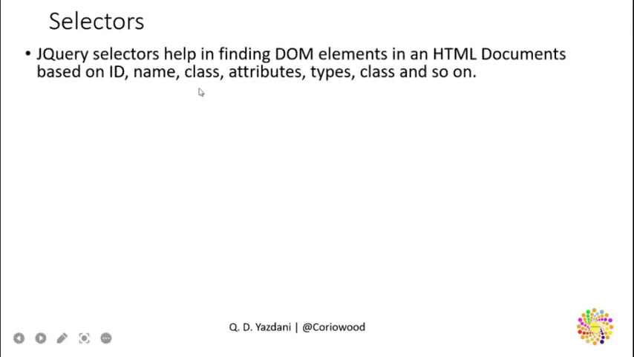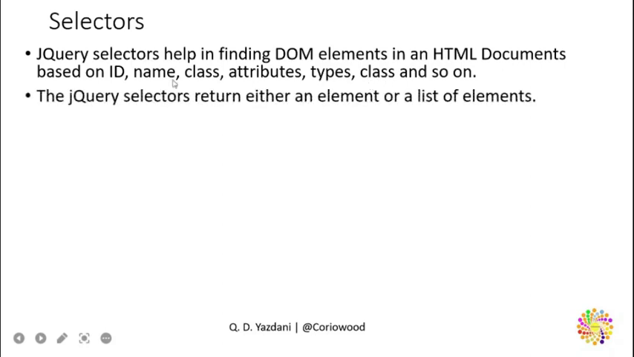So now we're going to look at selectors. jQuery selectors help in identifying DOM, document object model, elements in an HTML document based on ID, name, class, attributes, types, and so on. I typed class twice, so just ignore this one, pretend the extra class is not here. The jQuery selectors return either an element or a list of elements.